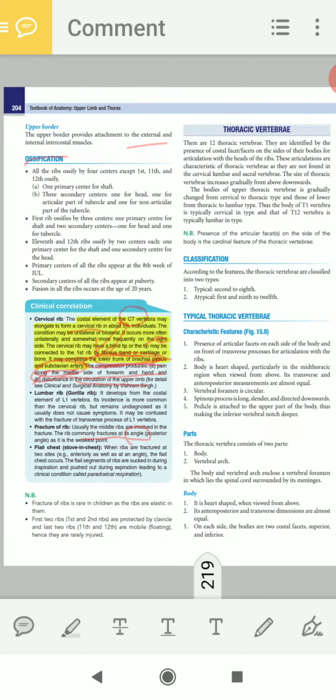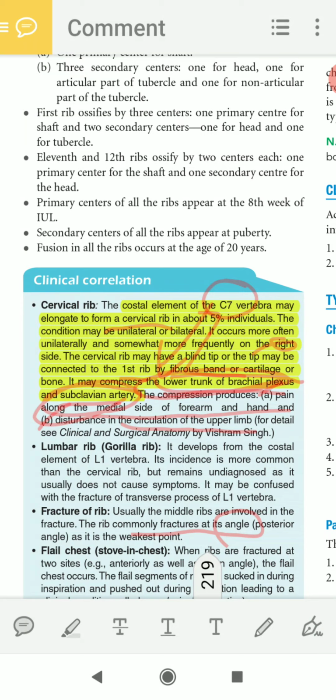So what is it? In short, it is some costal elongated part of the cervical 7 vertebra. Okay, cervical 7 vertebra, and it attaches to the first rib, and it compresses some plexus and some vessels. That is the lower trunk of the brachial plexus and the subclavian artery. It produces some signs and symptoms. So that's all about the ribs.